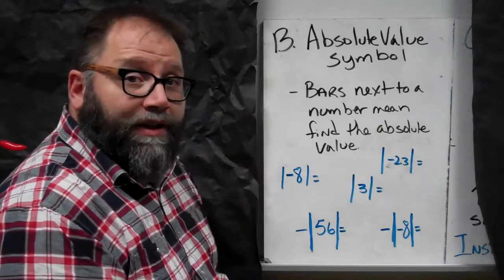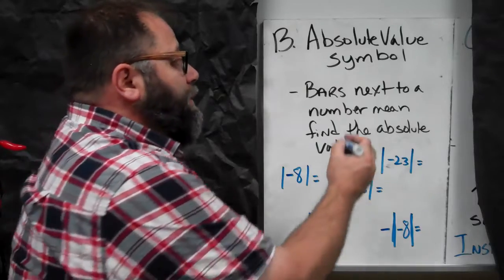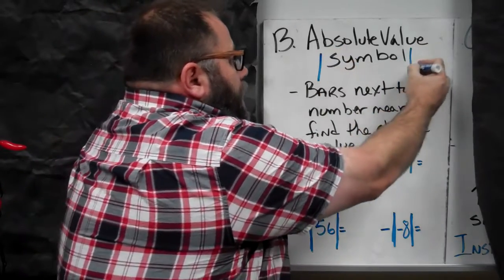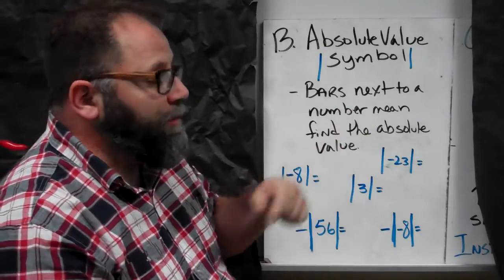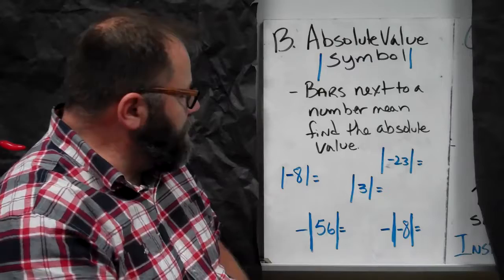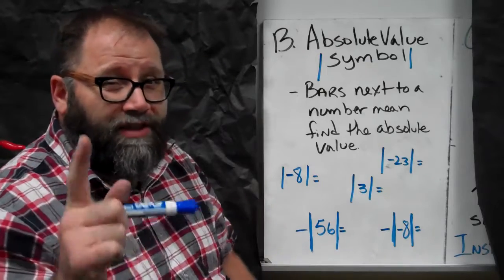Let's talk about the absolute value symbol. The absolute value symbol is when we put bars around a number. They're vertical lines that go straight up and down. Bars next to a number mean find the absolute value. So here's 5 examples. Make sure you write the examples down.